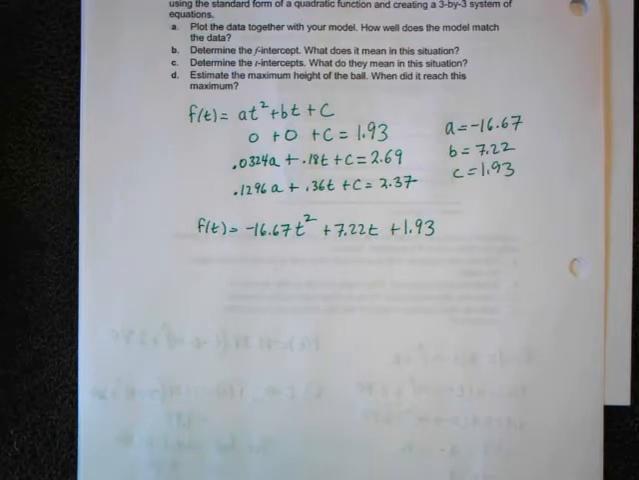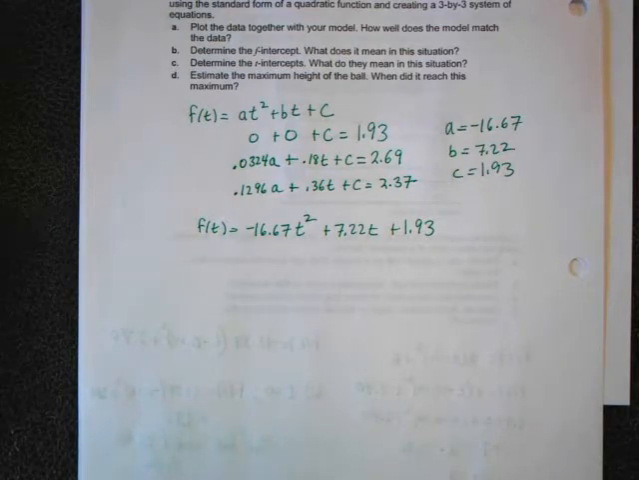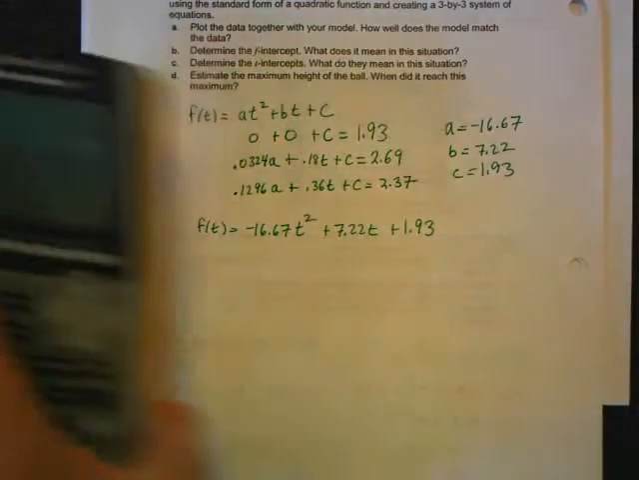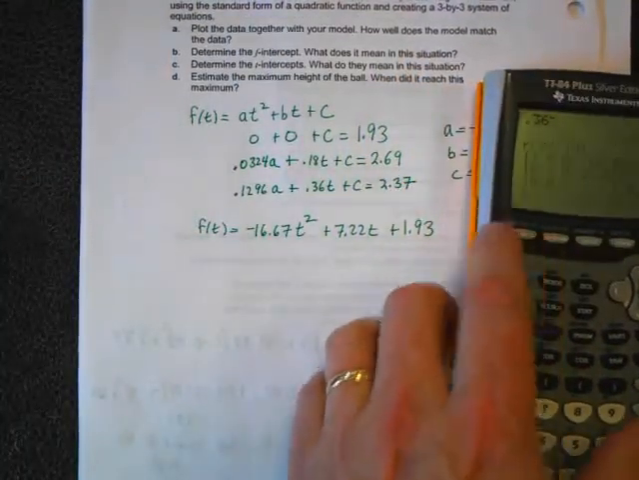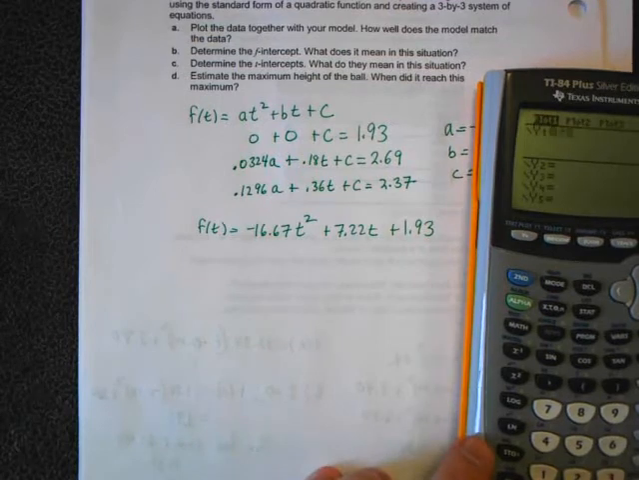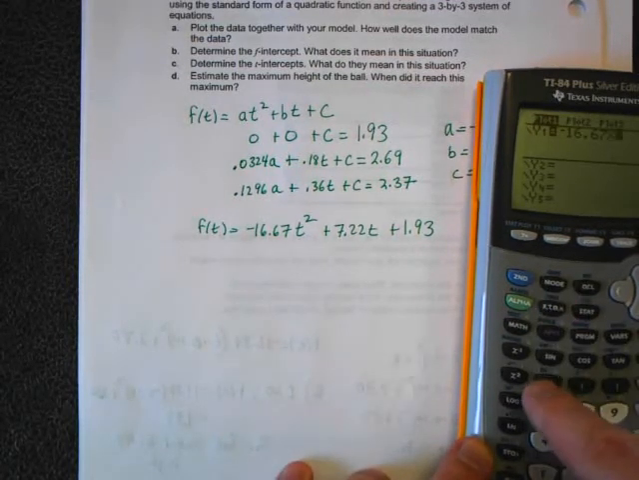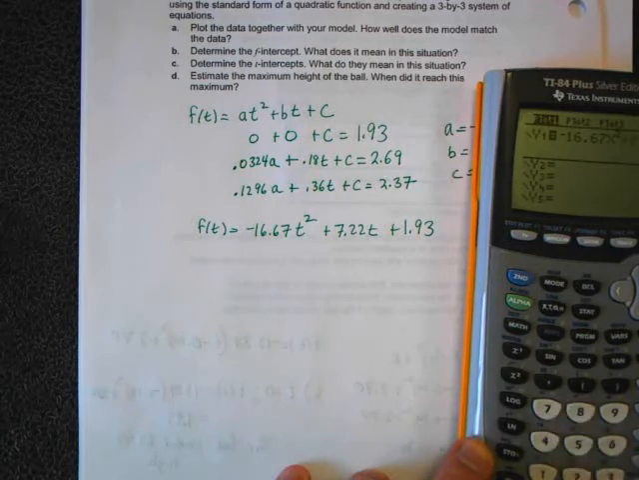Then it asks us to plot the data together with your model. So I'm going to grab my calculator again. I'm going to type that in. I'm going to see how it looks. What do I expect? Do I expect this one to be better or worse than the first one? Better. Why would you expect this one to be better than the first one? I used 3 points. More importantly, I used 1 on each end. So I expect it to fit better on the left and on the right. Well, let's see. Y equals negative 16.67 x squared plus 7.22x plus 1.93.